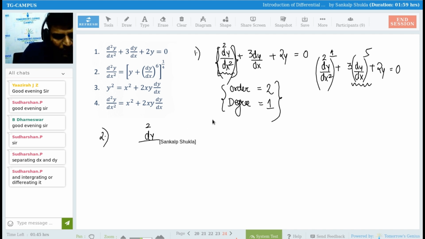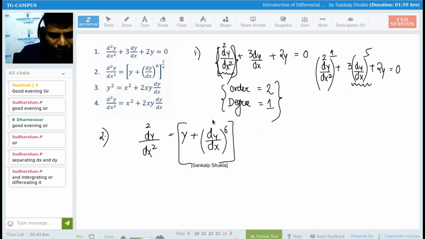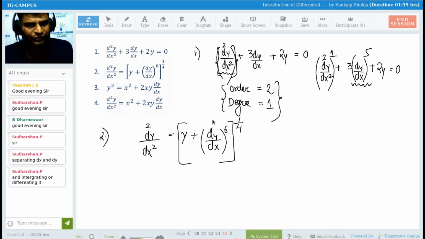So d2y upon dx2 is equal to y plus dy by dx whole power 6, raised to the power 1 by 4. Alright, now we can see that we are having a fractional power. Are you guys able to see that? We are having a fractional power. So we have to remove that fractional power first before finding order and degree. Or we can find order without removing it also, but we cannot proceed for degree without removing it.